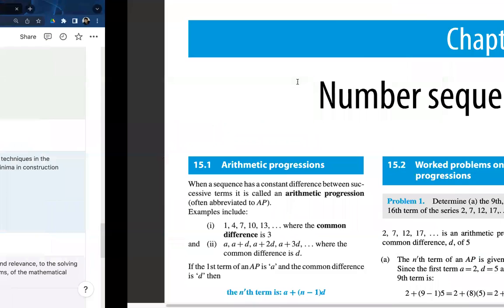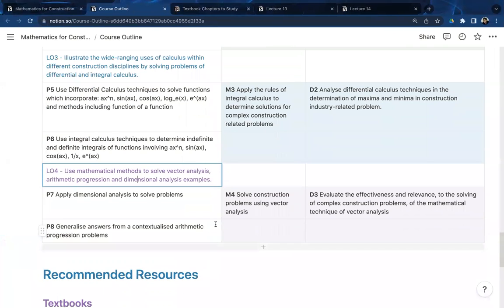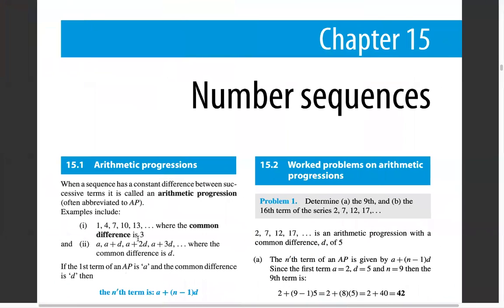So let me check the textbook. Number sequences, and this is this part here, generalized answers from arithmetic progression problems, right? So we want to do something called an arithmetic progression, or what we call APs, right? If you ever hear anybody in mathematics say they like APs or remember doing APs, AP is short for arithmetic progression, okay?